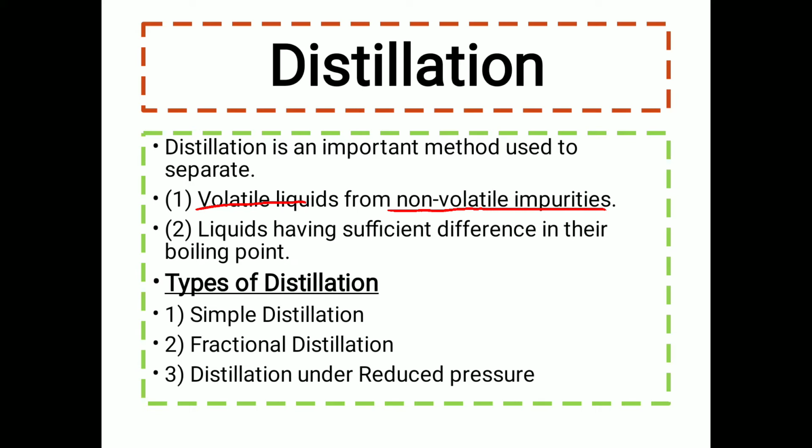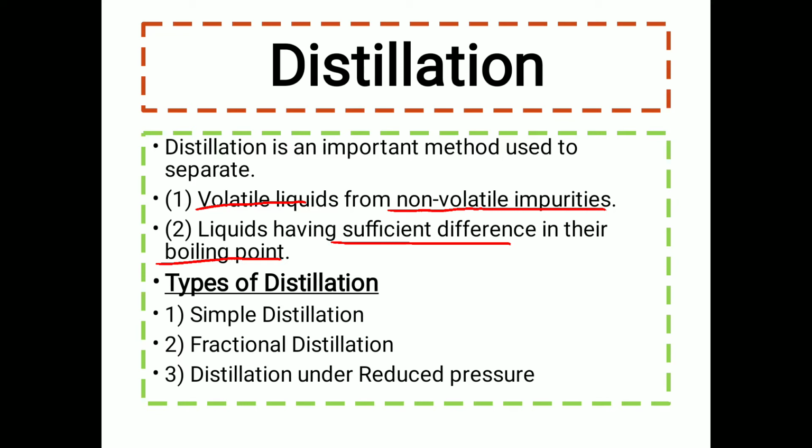When we apply hand sanitizer on our hand, it evaporates easily because it is volatile. It has a low boiling point, and it can be removed from non-volatile impurities by using the process of distillation. The second condition is liquids having a sufficient difference in their boiling points. By using distillation, we can separate two liquids which differ in their boiling points.